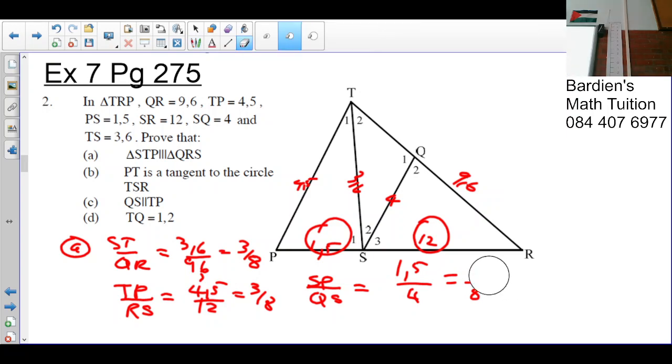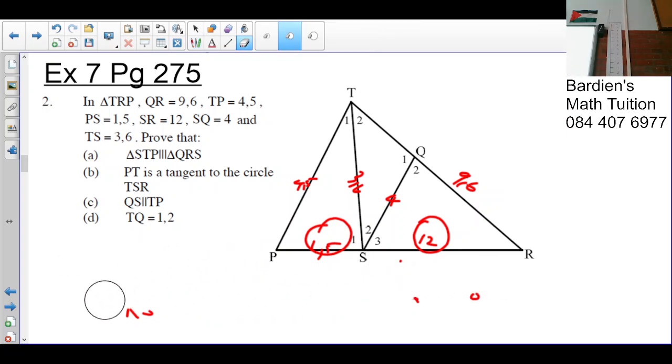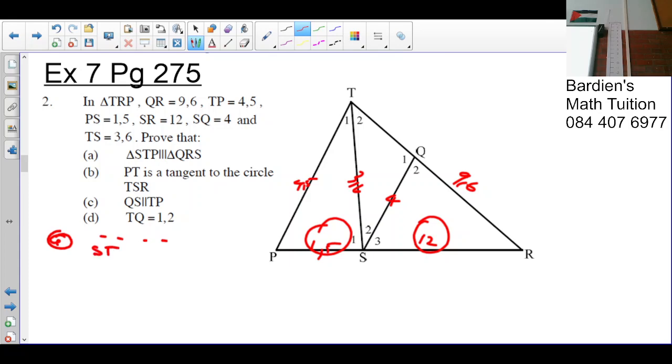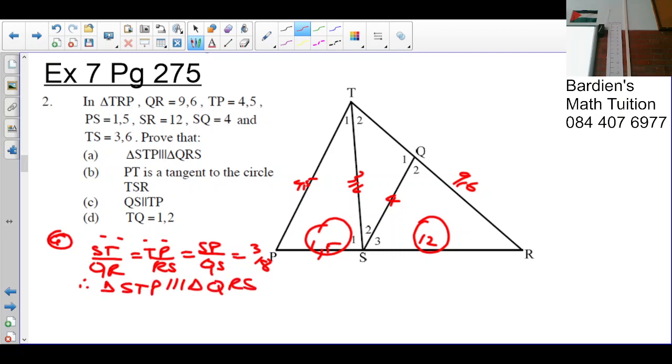So below that we write: ST over QR equals TP over RS equals SP over QS equals 3 over 8. So therefore triangle STP is similar to triangle QRS. Why? Because the sides are in proportion.